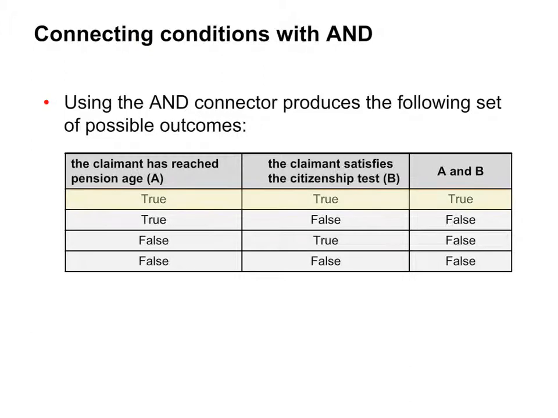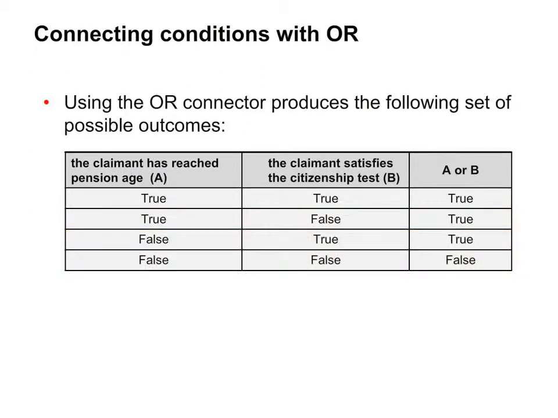As you can see in the first row of the table, for the combined conditions to be true when using the AND connector, all conditions must be proven true. If any of the conditions are proven false, then the combined conditions will also be false. Now let's take a look at the logical meaning of the OR connector. The first thing you will notice is that unlike using the AND connector, where all conditions must be true for the combined conditions to be true, the OR connector requires just one of the conditions to be true. It is only when all conditions are false that the combined conditions will also be false.